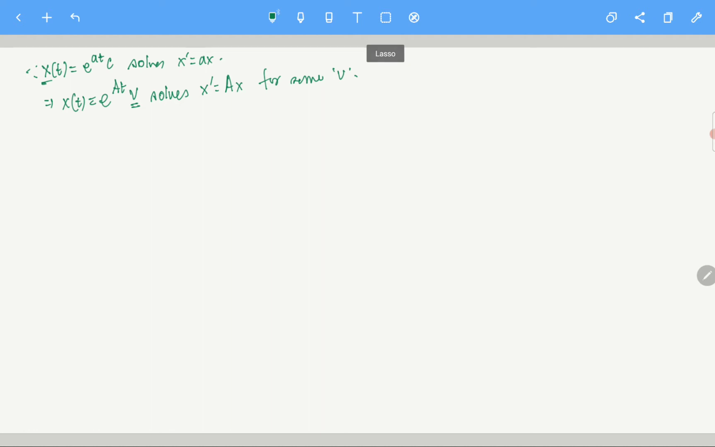But now what happens here is this: you can actually write e^(At) times v like this. We know there is a solution e^(At) times v which solves x' = Ax, that we did earlier. So now what we can do is write it like this: e^(λIt) times e^((A − λI)t) times v. I hope this is fine.